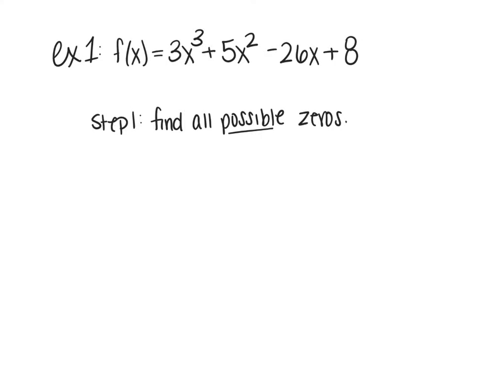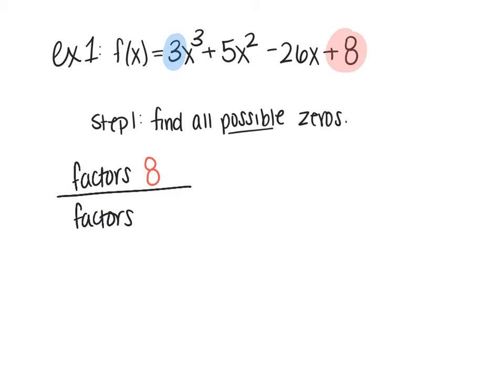So the first example says f of x equals 3x cubed plus 5x squared minus 26x plus 8. Step 1 is going to say find all possible zeros. So that's using that theorem, which says take the constant, that would be 8. So I'm looking for factors of 8 over factors of the leading coefficient, which would be 3.